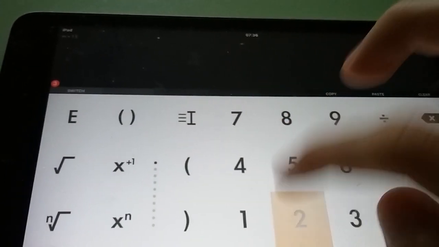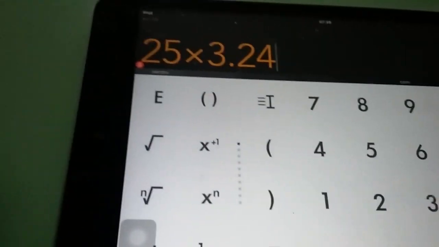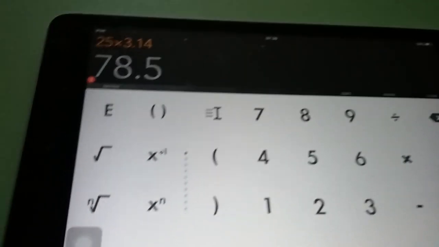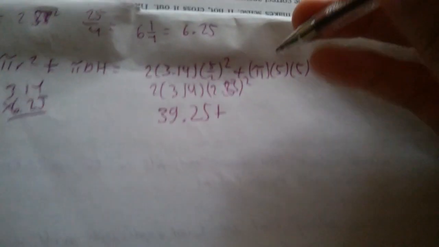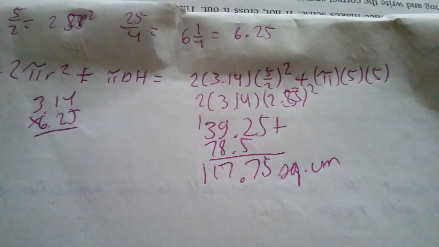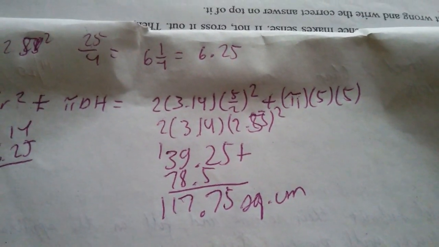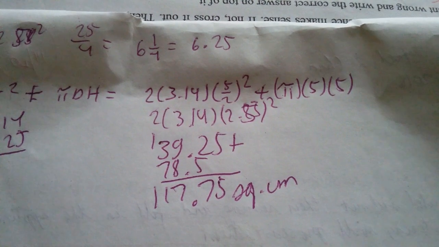If I were to write this in a calculator, we should get 78.5. Alright? So plus 78.5, and then we get, so therefore, the surface area of a cylinder is 117.75 square centimeters. That's the surface area of the cylinder.